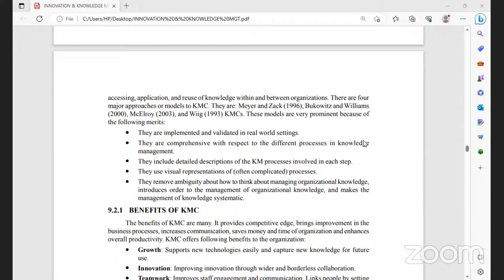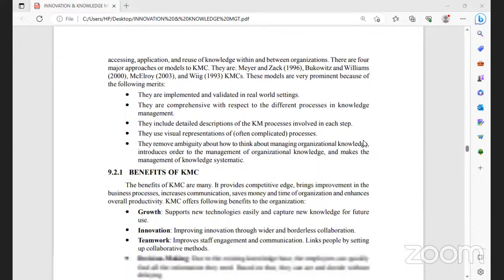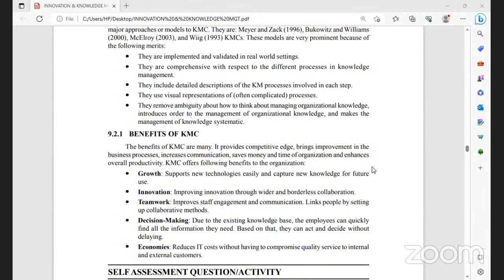Using these methods or models, they include detailed descriptions of the knowledge management process involved in each step. In depth, in detail, we can take into consideration. They remove ambiguity about how to think about managing organizational knowledge, introduce order to the management of organizational knowledge, and make the management of knowledge systematic. Means it is very systemized and very hierarchical in explanation orientation.